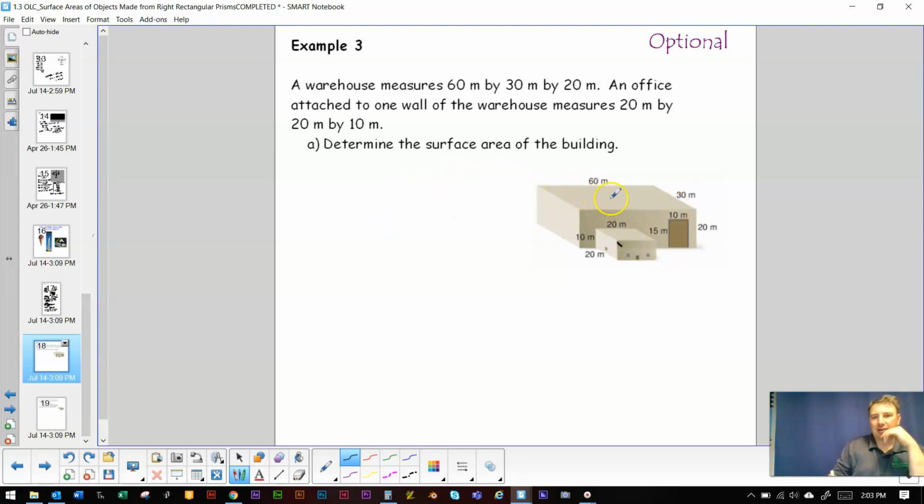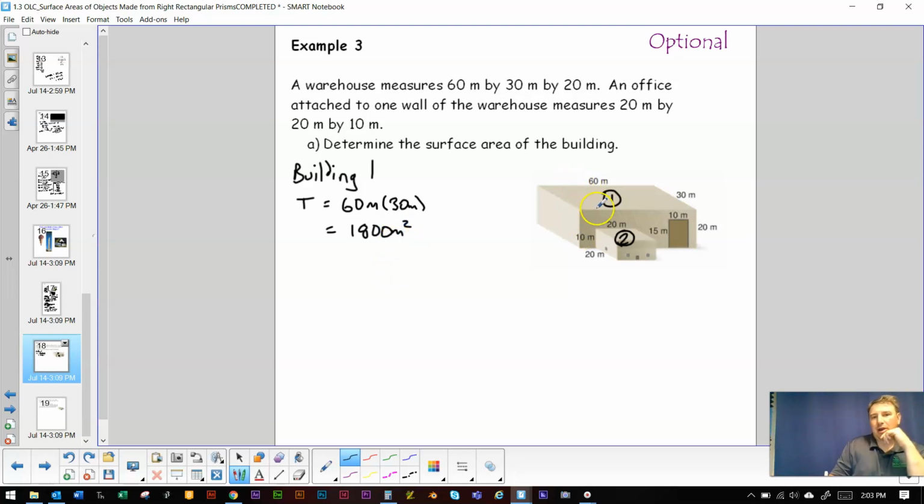So let's determine the surface area for the building. I'm just going to call this building 1 and this building 2 to help keep it straight. So building 1, the big warehouse. What sides do we have here? We've got the top for sure, right? We're not going to do the bottom. We're just going to do the top because the bottom is the ground. So the top is going to be 60 meters times 30 meters. If you do that on your calculator, you're going to get 1,800 meters squared. All right, that takes care of the top.